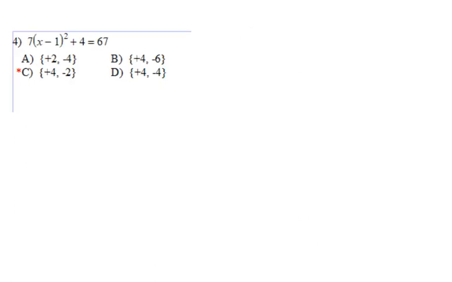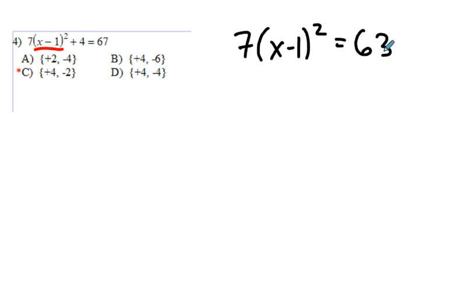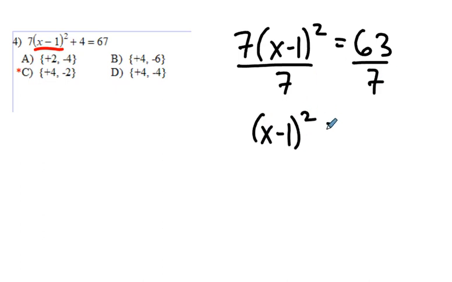Question 4, similar idea. There's no single x hanging around, so my first goal is to get the x -1 squared, the item being squared, all by itself. So subtract 4, and I'll be left then with 63. And then some people try to take a square root here. You can't. You're going to get that 7 will be stuck. You'll have a square root of 7 still in there. So divide both sides by 7. Get the item being squared all by itself. I'll be left with x -1 squared equals 9.